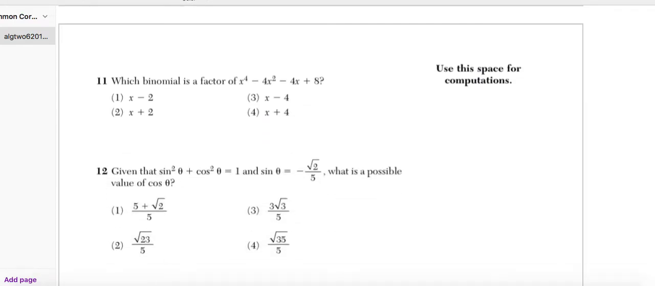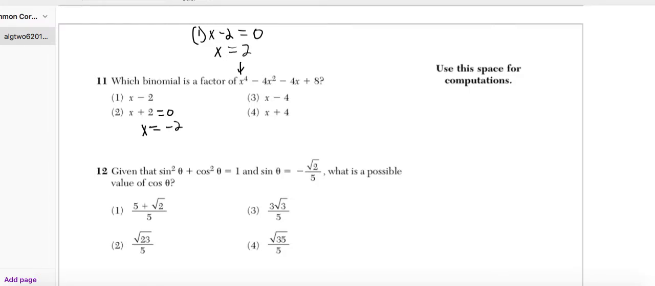Which binomial is a factor of x to the fourth minus 4x squared minus 4x plus 8? We could use our calculator and just see which one. Factor means that when I divide, I get a remainder of 0. If I look at choice 1, for example, if x minus 2 equals 0, then x equals 2. If x minus 2 is one of the factors, substituting x equals 2 into the polynomial should give me 0. If x plus 2 is a factor, substituting x equals negative 2 into the polynomial should give me 0.